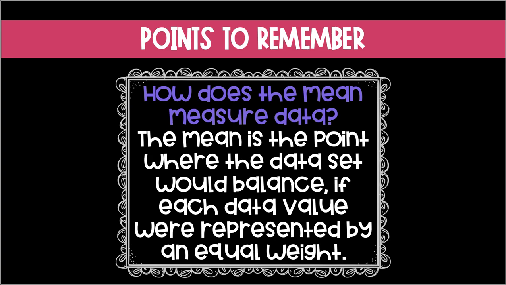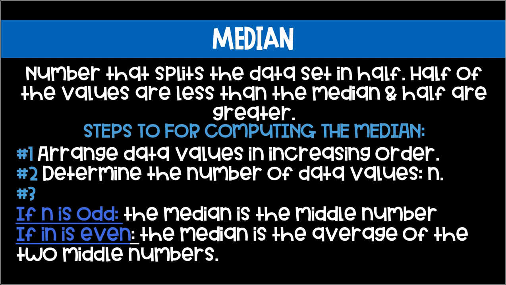Okay, now the next measure of center for this section will be the median. It's the number that splits your data set exactly in half. This value is different for a data set having an odd count of values and a data set having an even count of values, because you have to split your data exactly in half.